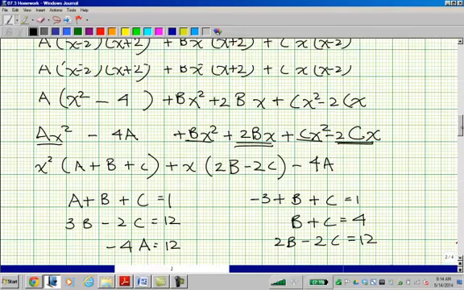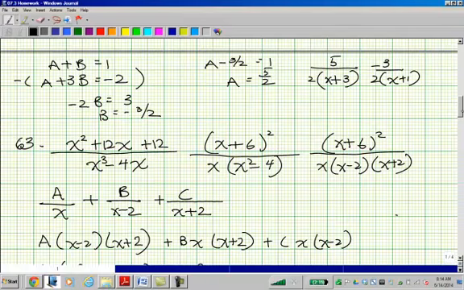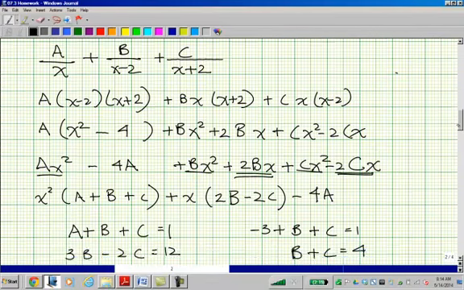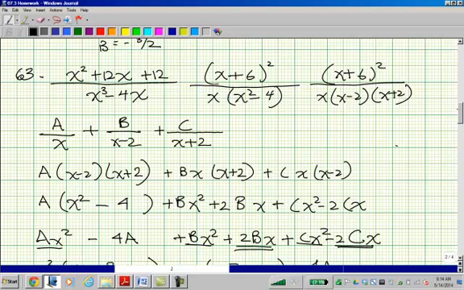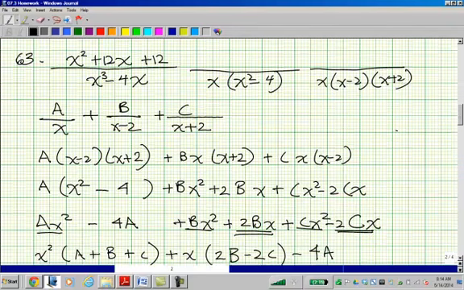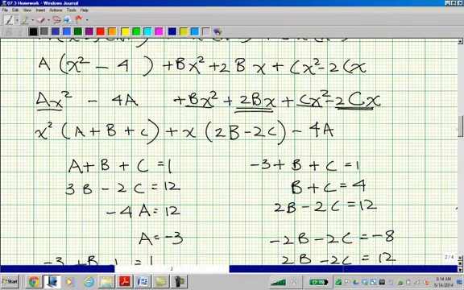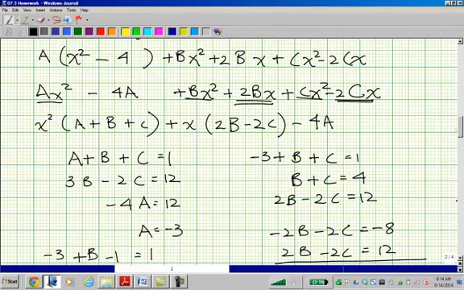This is an x plus 6. I don't know why I did this. This is a mistake. Anyway, the three coefficients are 1, 12, and 12. Okay, so minus 4 equals 12. 3b minus 2c equals 12.